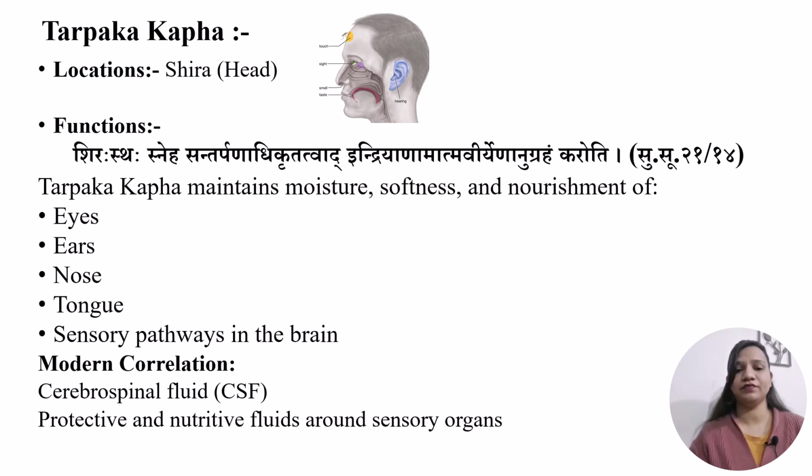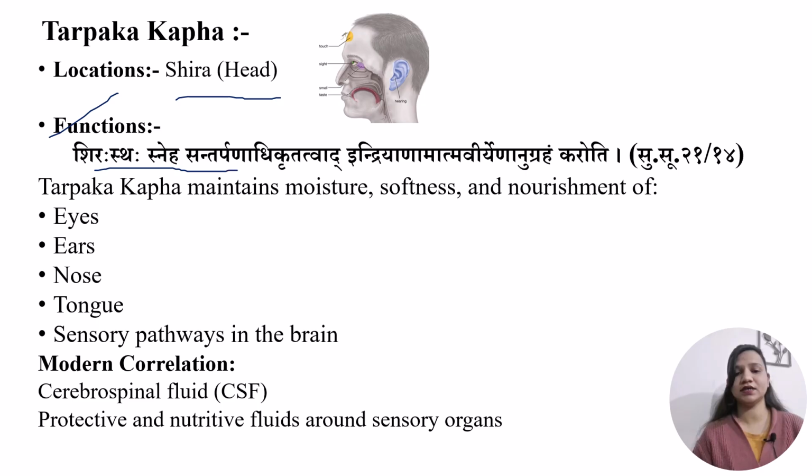Next is the Tarpaka Kapha. Tarpaka Kapha location is the Shir, means head. Tarpaka Kapha is located in Shir or head region, and located in the head region, it nourishes and lubricates the sense organs. Let's understand its function.